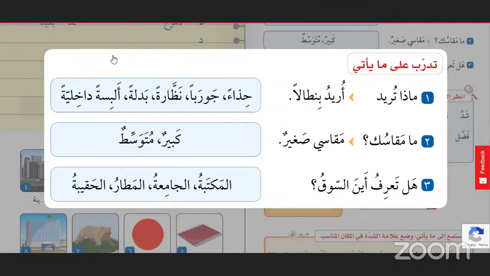Moving forward, Muqaddas Farooq raised her hand. Read the second sentence, please. I mean the question. Ma maqasuk. What's your size? Maqasi, go ahead, read. Maqasi sagir. Maqasi kabirun. Okay. Maqasi mutawassit. Okay. What is the translation of the words that you just said in the bracket, in the blue box? Translate those words, please. Maqasi sagirun, small size. My size. Kabirun, big size. Mutawassit, medium size. Okay, good job.